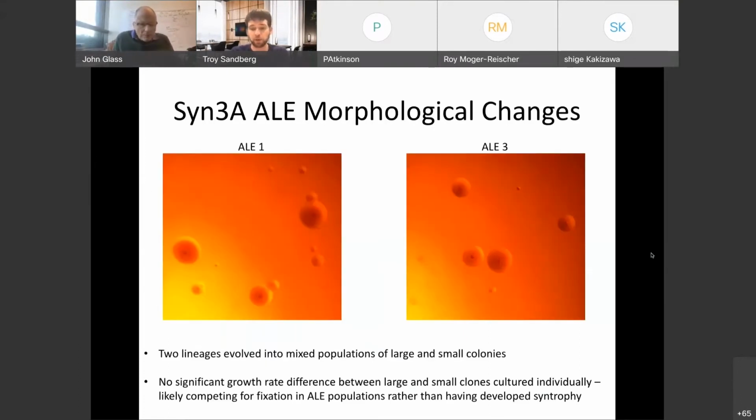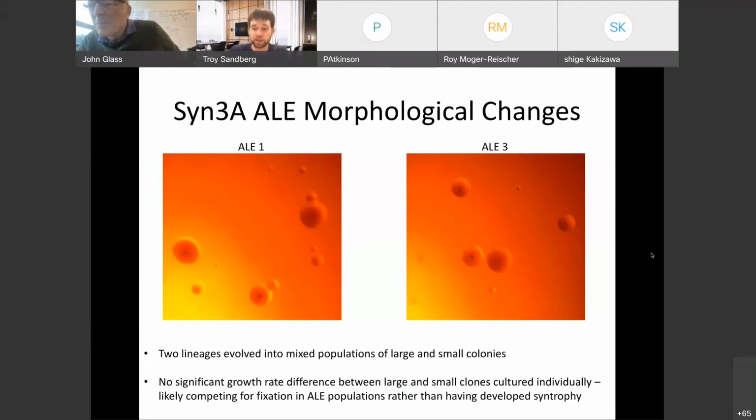We saw some morphological changes in the evolved strains. So in two of the independent lineages, we observed mixed populations that developed where upon plating, you would see both large and small colonies that seemed to be coexisting in the culture together. This was consistent over the course of evolution, where even at midpoints, we could see this arising, 200 generations in, and then they were still around at 400 generations.